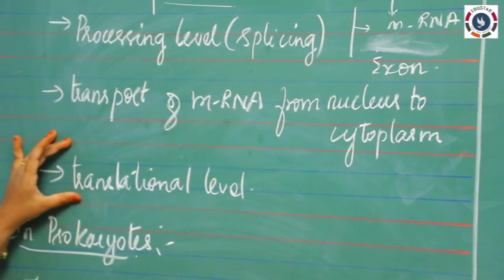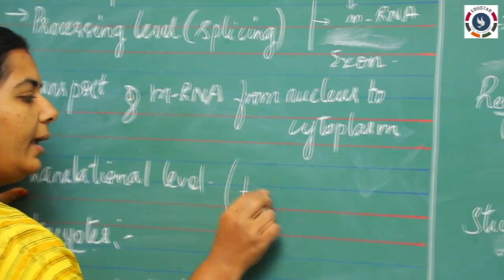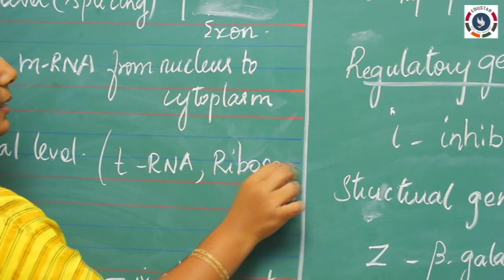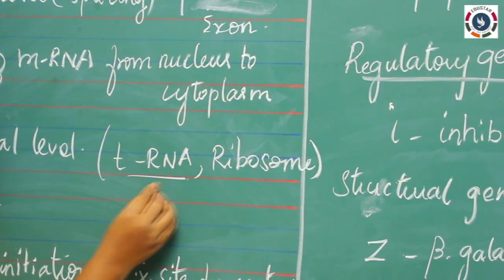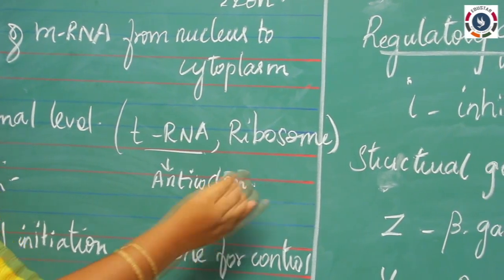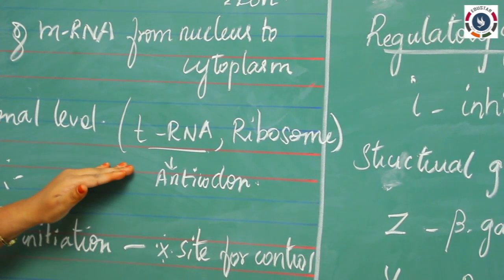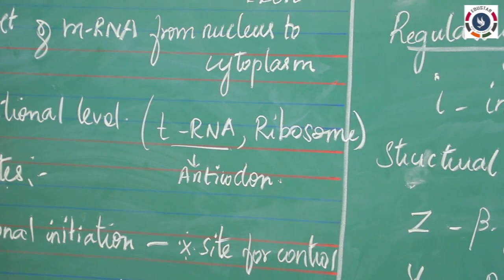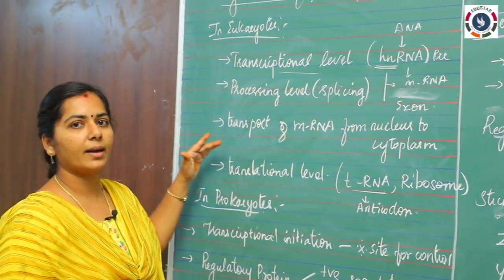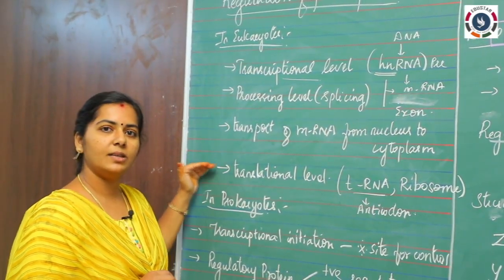Okay, so at the translation level, we know that the tRNA and ribosomes play an important role. These tRNAs will code only for the particular codon, because in the tRNA we have the anticodon region. Okay, so this anticodon region is also responsible for regulating the genes. That's all about your eukaryotes. So in eukaryotes the process is very simple, because during the transcription as well as the translation process itself the regulation is happening. Okay, and only the necessary genes are produced.